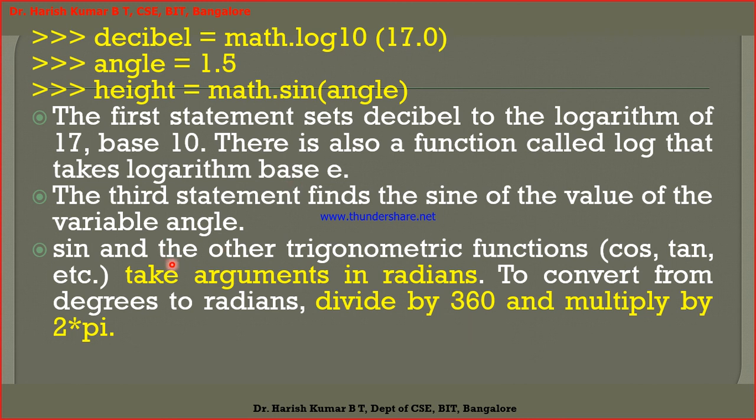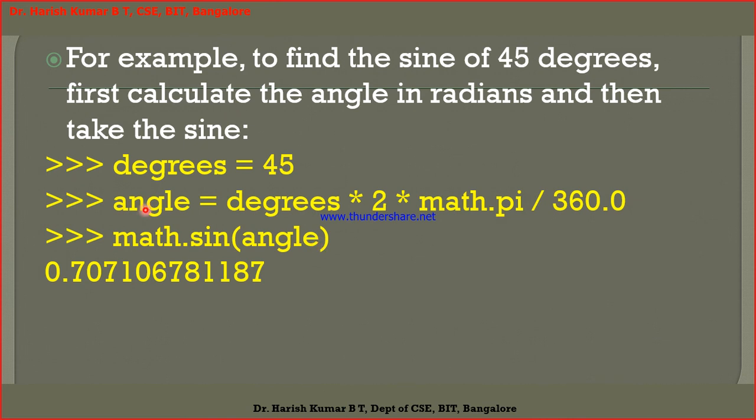And this is important. See here, the sine and other trigonometric functions found inside the math module take arguments in radians. To convert from degrees to radians, divide by 360 and multiply by 2 pi. Whenever you pass an argument to trigonometric functions in the math module, they take the argument in radians. In case you want to pass it in degrees, you have to divide it by 360 and multiply by 2 pi. I think you know this already.